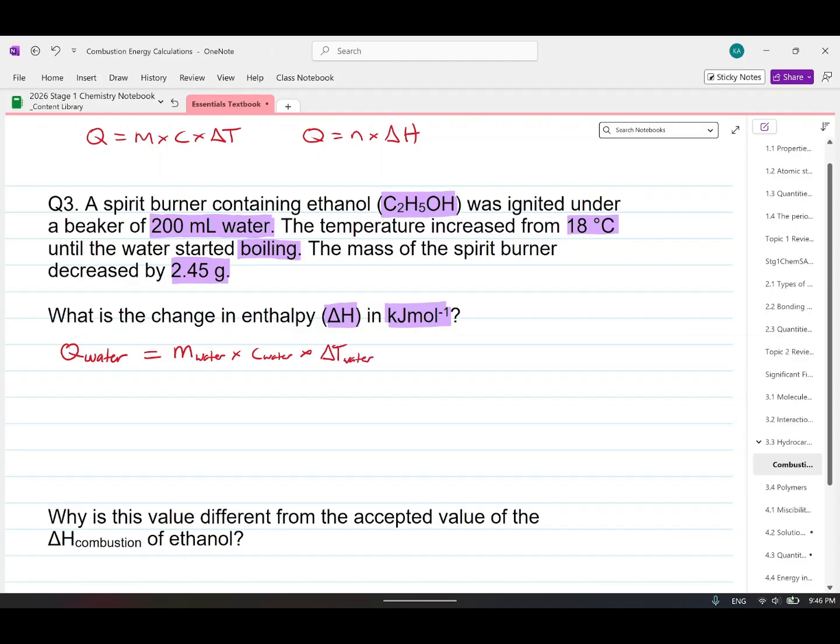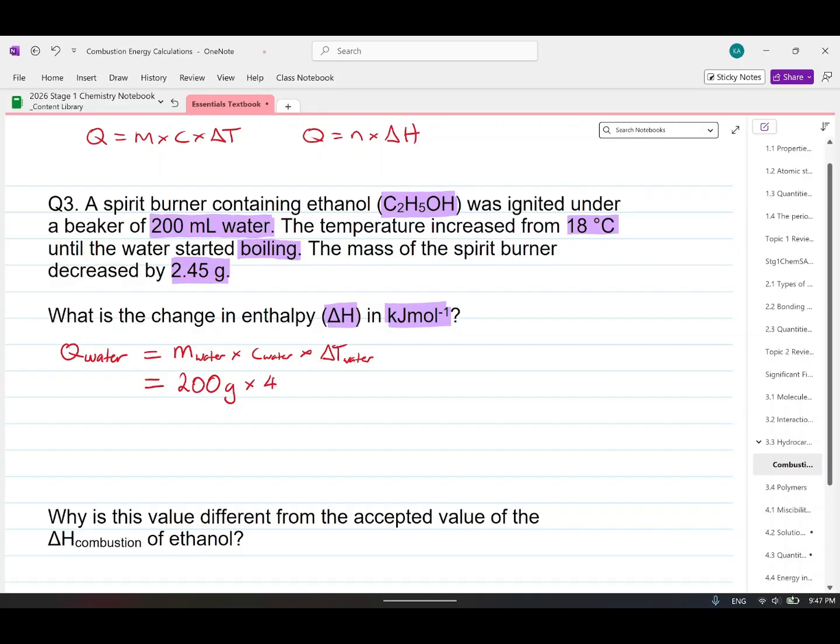The reason I'm being very pedantic about this is that a common mistake students make is, when they're told an amount of a substance that has been burnt or combusted, in this case the mass of the spirit burner decreased by a certain value, that very often confuses students and they end up putting that value as the mass. But that is not the mass of the water that's doing the absorbing of energy. That's just the mass of our substance that's been burnt. So the mass of water is our 200 grams. That's the amount of water doing the absorbing, so that's the number we're using.